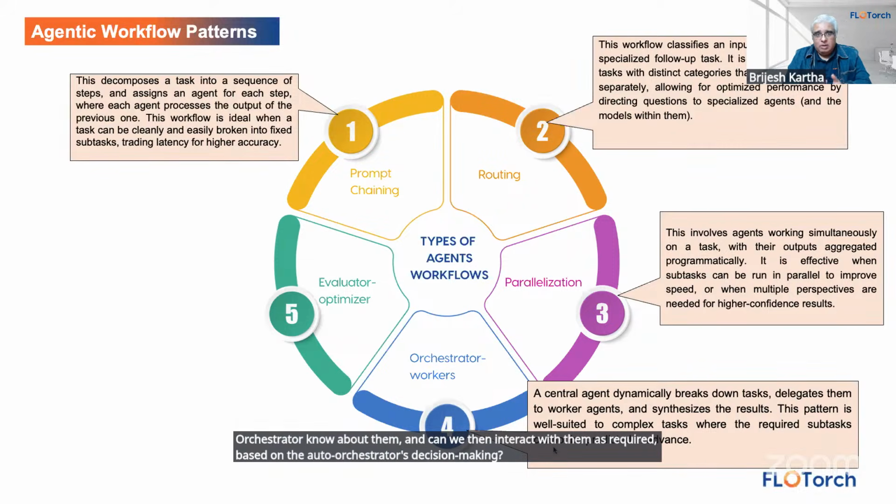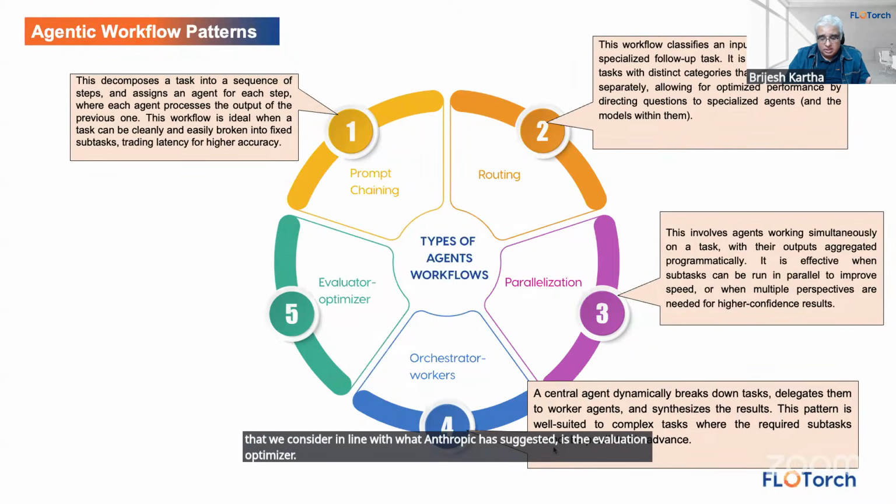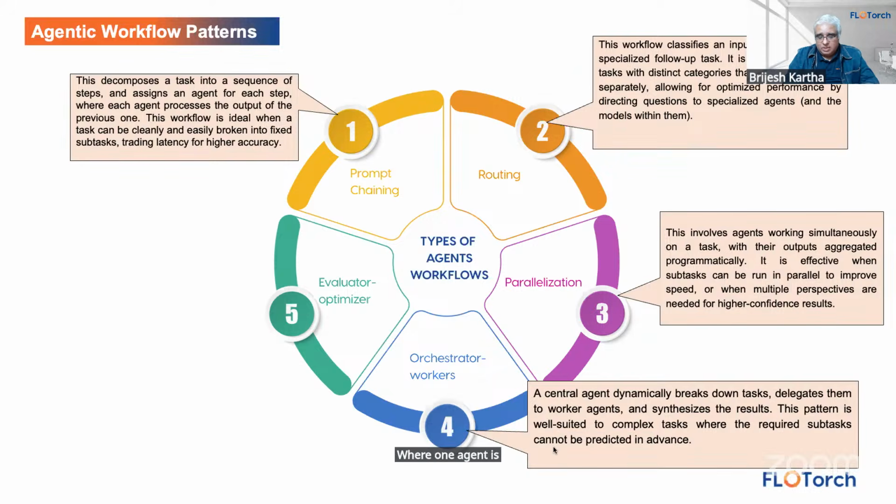So that is one important pattern. And the final important pattern that we consider, in line with what Anthropic has suggested, is the evaluator optimizer, where one agent is evaluating something, doing something, finding something, and the other agent, based on the evaluation of what is happening, is optimizing whatever is being evaluated. So the idea is that it is like a self-learning loop that we are creating.